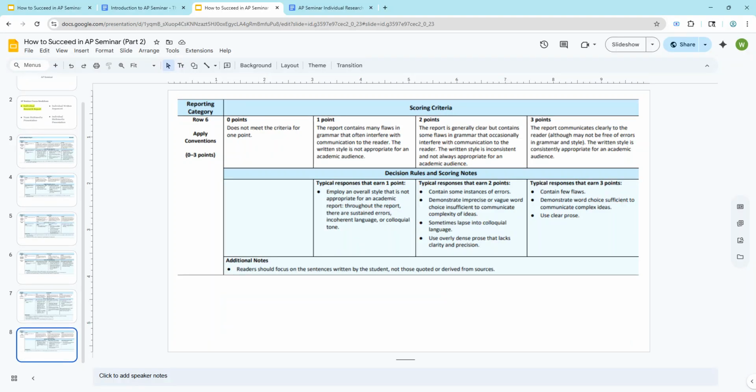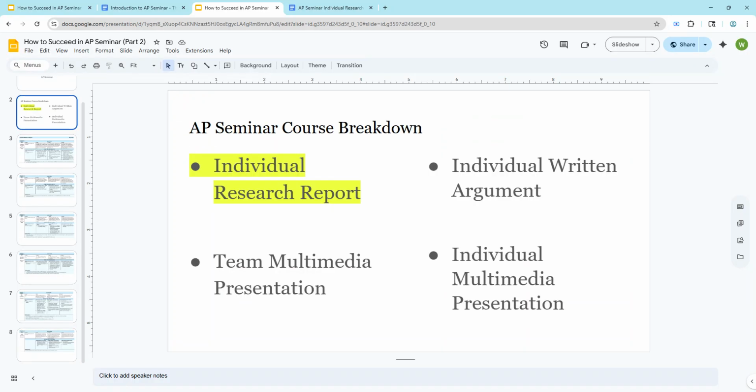Row 6. Apply conventions. 3 points. The report communicates clearly to the reader, although it may not be free of errors in grammar and style. The written style is consistently appropriate for an academic audience. Typical responses that earn 3 points contain few flaws, demonstrate word choice sufficient to communicate complex ideas, and use clear prose. Let's actually see a real-life individual research report from 2017 that earned full points.